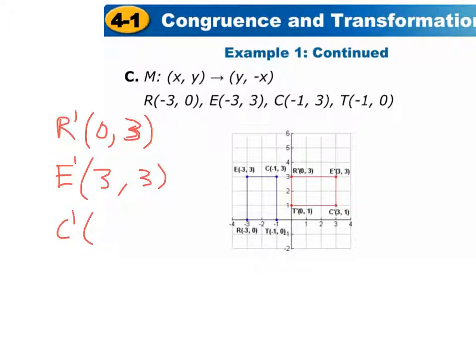Gabby, what do you get for C prime? We're flipping the x and y, and we're making the x negative. Joseph, what do we get? 3, 1. 3, 1, perfect. And Jeremiah, what do we get for T prime? 0, 1. Awesome.